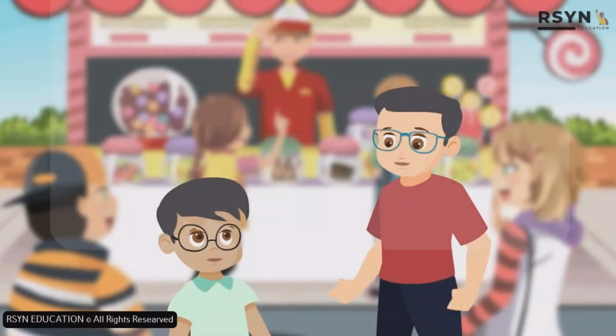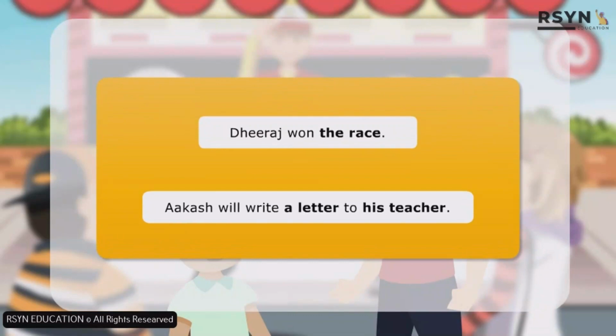Here are few more examples of direct and indirect objects. Dheeraj won the race. Akash will write a letter to his teacher.